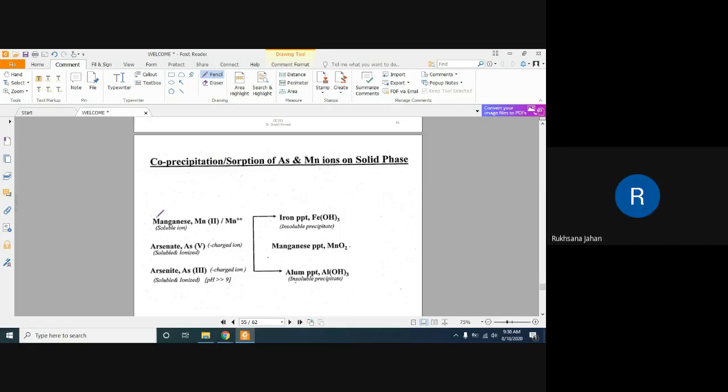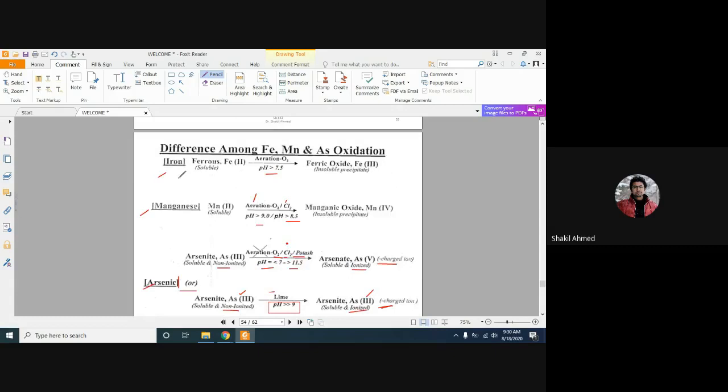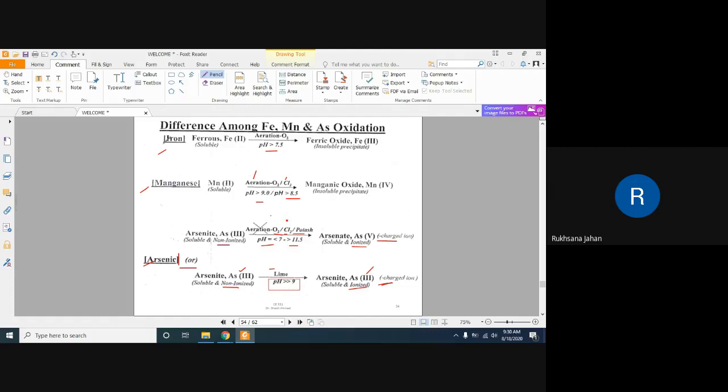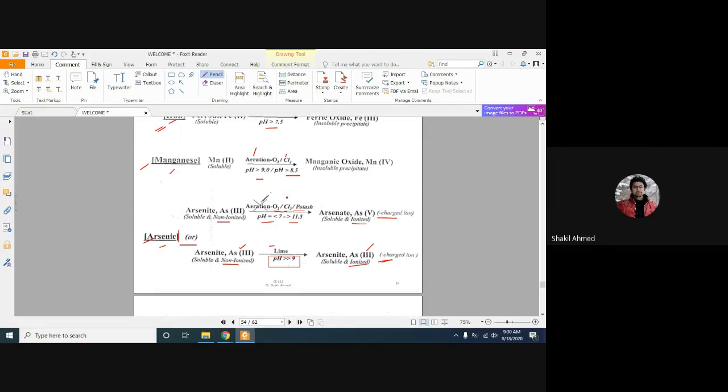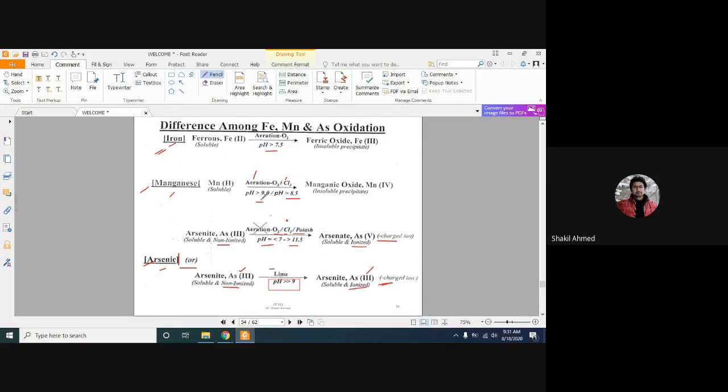Sir, please say it once more. I mean, this figure shows which one you want me to repeat. I mean, this figure shows you the similarities and differences among iron, manganese, and arsenic removal. Oh okay, I understand. Yeah. I mean, here you need this pH range, in manganese you need this pH range, in arsenic you need this pH range, and you need aeration here, aeration or chemical oxidation here, but in arsenic, aeration is not going to help.